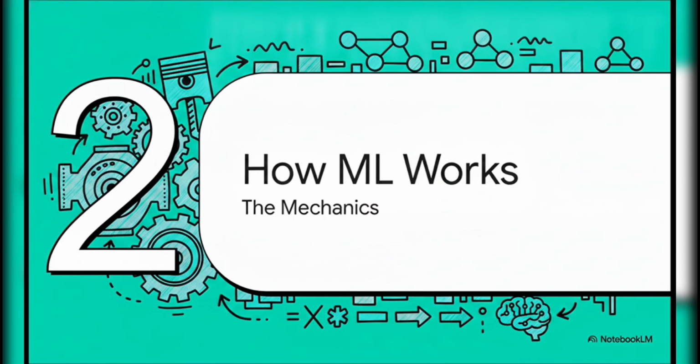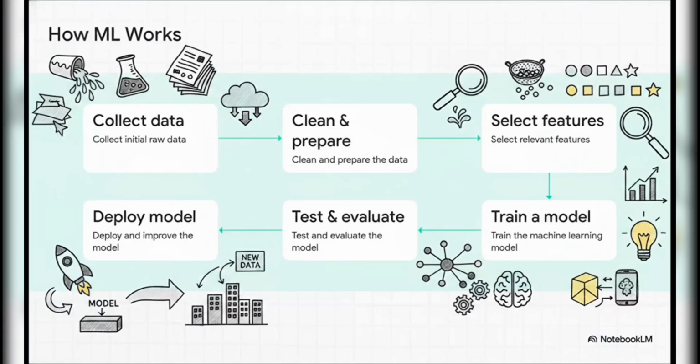Moving right along to Section 2, how machine learning works. Let's look at how this engine actually turns. Pretty much everything in machine learning relies on this incredibly logical 6-step progression. Step 1, you have to collect data. Simple as that. Without fuel, the engine just won't run. Step 2, you clean and prepare that data, because, let's face it, raw data is usually a mess and full of errors. Step 3 is selecting features. This just means choosing the absolute most relevant pieces of data for the specific problem you're trying to solve.